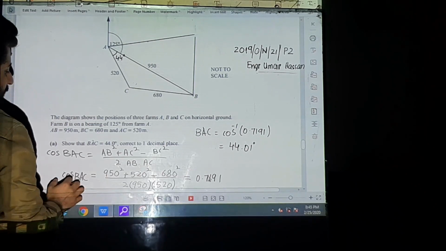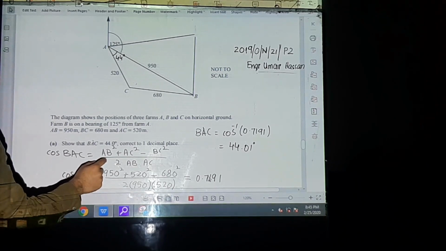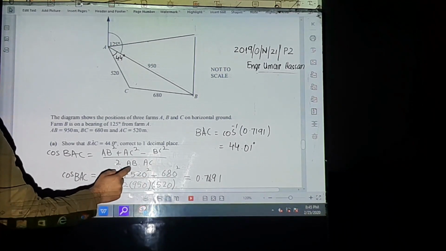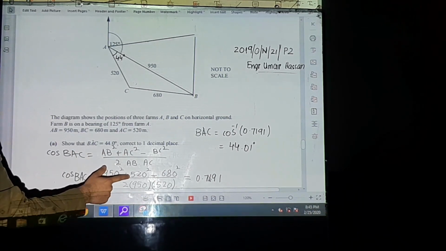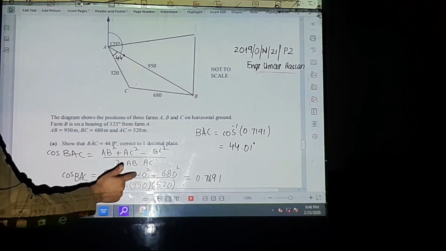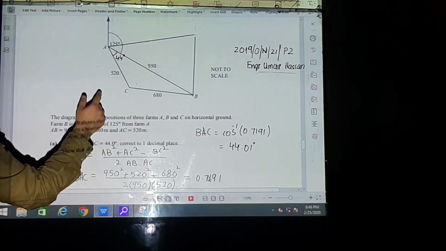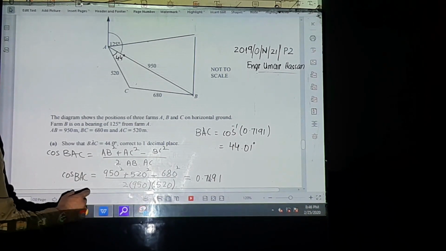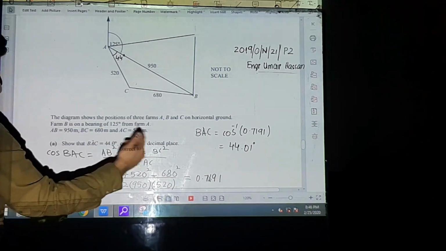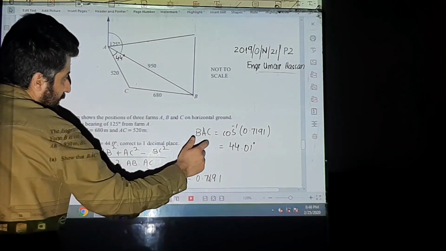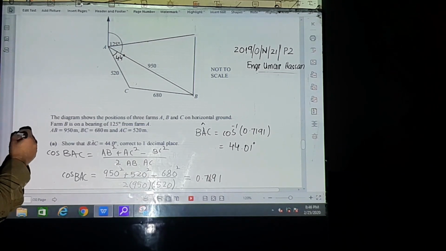Now using the law of cosine, cos BAC is equal to AB squared plus AC squared minus BC squared over 2 AB into AC. We know the value of AB, which is 950, AC is 520, BC is 680. We have just inserted the values of the sides given, and upon simplification you will get cos BAC equal to 0.7191, and cos inverse of that will give you BAC, which is equal to 44.01. Here I have used the law of cosine.